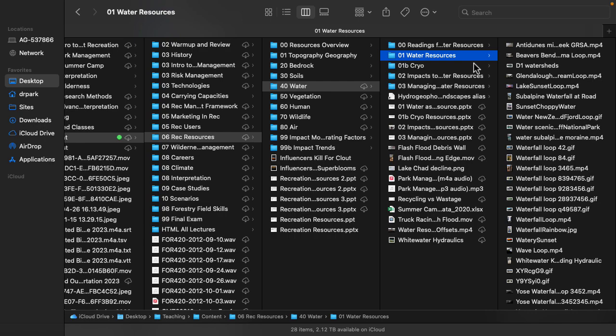Water is going to be a major driver of the hydrophony, that is the acoustic resource, the soundscape of where your recreationists are going to be experiencing your park. The sound of tumbling water or whitewater hydraulics, individual features like a rapid, are called hydraulics.